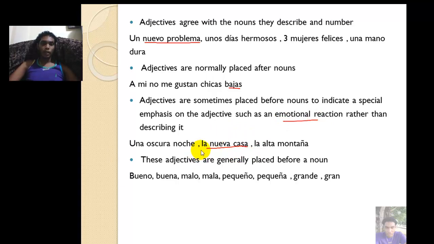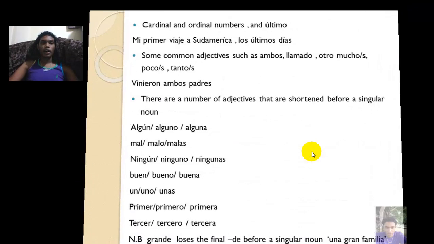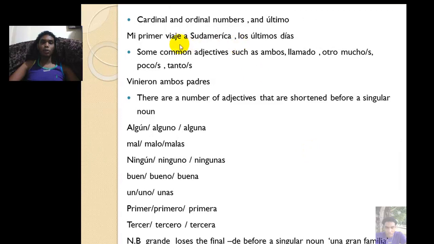Okay? These adjectives here are not placed generally before a noun. Bueno, buena, malo, mala, pequeño, pequeña, grande, grande. Cardinal and ordinal numbers and último are placed before the noun: mi primer viaje a Sudamérica, los últimos días. Okay? Note they are before the noun.